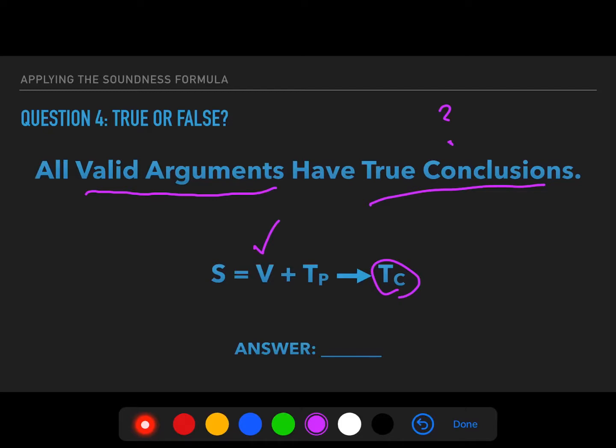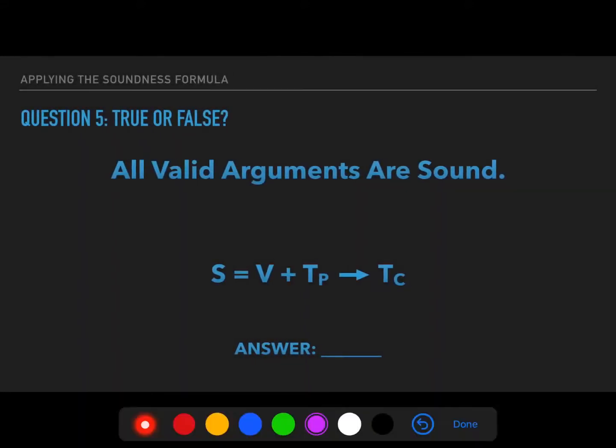Well, I don't have this part checked off. I don't know whether the premises are true. The statement does not tell me that. So can I move from there, following the arrow, to conclude that the conclusion is true? No. The formula doesn't allow me to make that move. So answer, false.